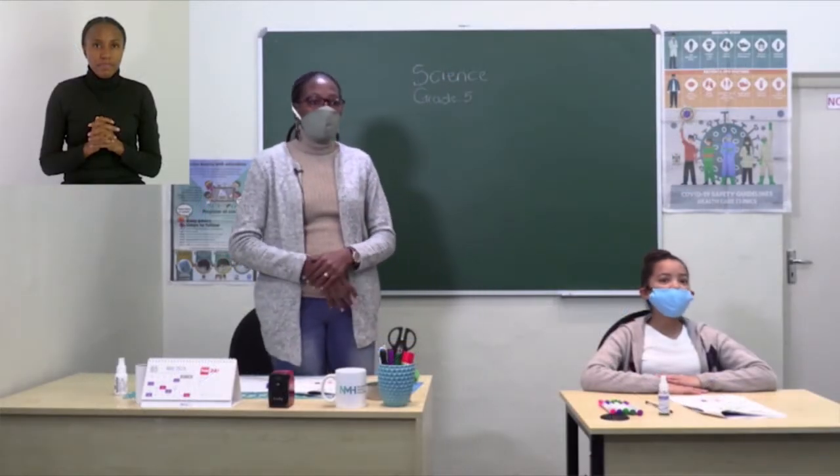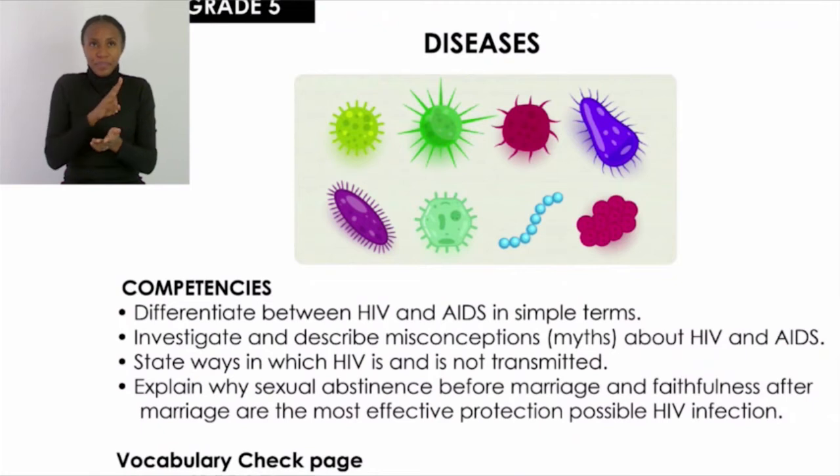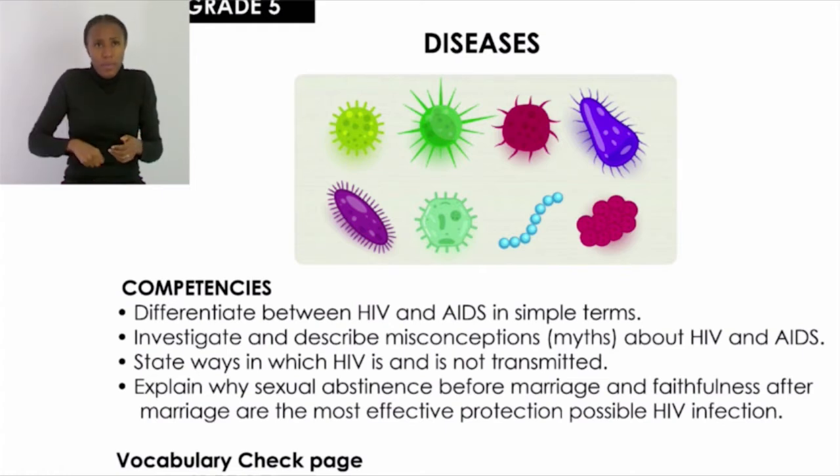Grade 5s, let's quickly turn to page 20. We are going to look at diseases, where in specific we'll look at HIV and AIDS. At the end of this lesson, each and every learner should be able to differentiate between HIV and AIDS in simple terms, investigate and describe misconceptions, myths about HIV and AIDS, state ways in which HIV is and is not transmitted, explain why sexual abstinence before marriage and faithfulness after marriage are the most effective protection possible for HIV infection.